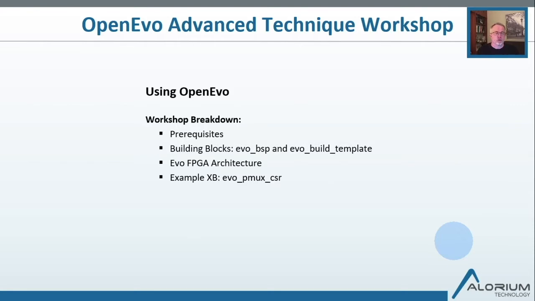Today on our workshop, we'll be looking at the prerequisites you'll need to have before you start. We're going to look at the building blocks of our OpenEvo methodology, including the libraries EvoBSP and EvoBuild template. Then we're going to look at the FPGA architecture and the board support package that it includes and see how we integrate new custom logic into that. And finally, we're going to walk through an example design we call the Evo PMUX CSR to see how we integrate custom logic into the Evo FPGA.